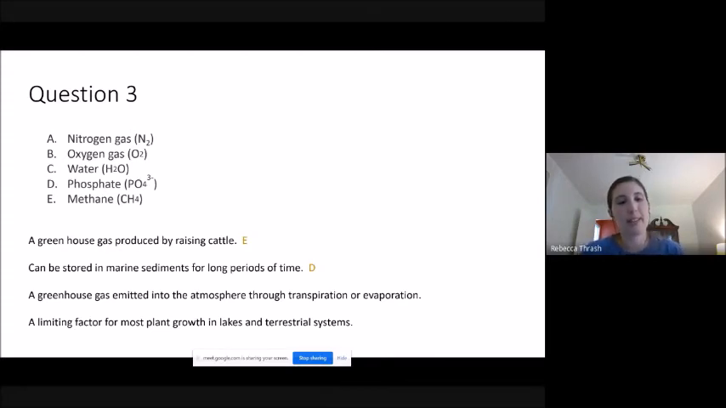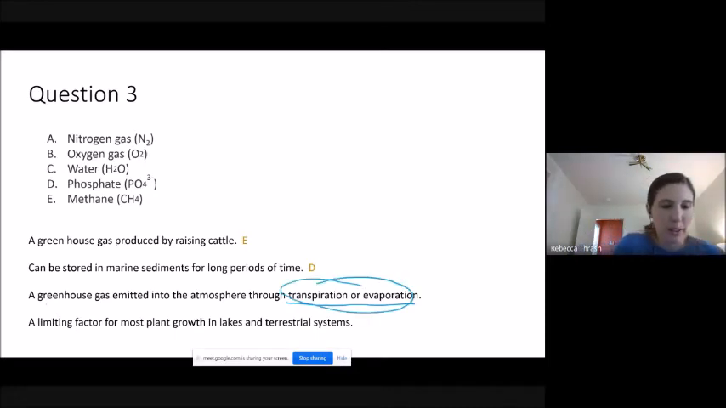So a greenhouse gas emitted into the atmosphere through transpiration and evaporation. Now that's kind of interesting because now we think, oh, that's definitely got to be water. But there's something here that's a little interesting about it. It's also calling it a greenhouse gas. Well, water vapor is actually a really great greenhouse gas, but it's not something that is contributing to climate change because, again, water is sort of always in an equilibrium between the atmosphere and other forms.